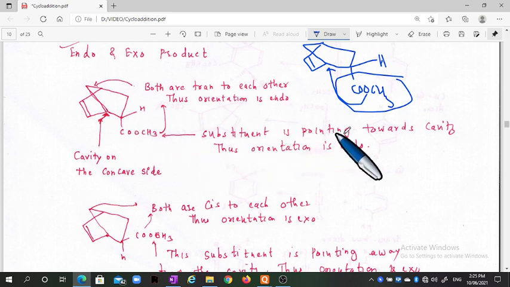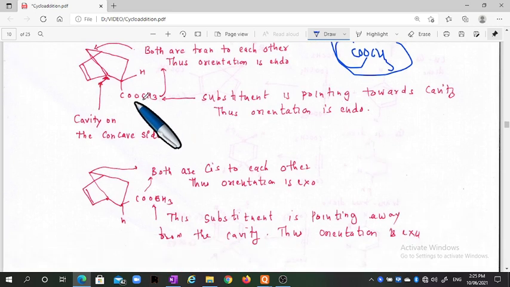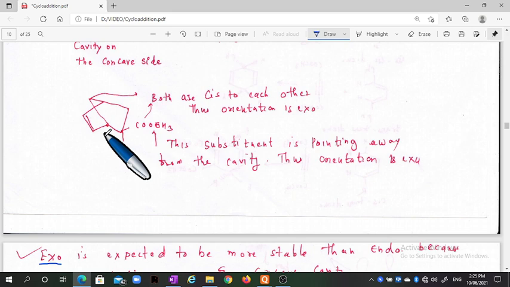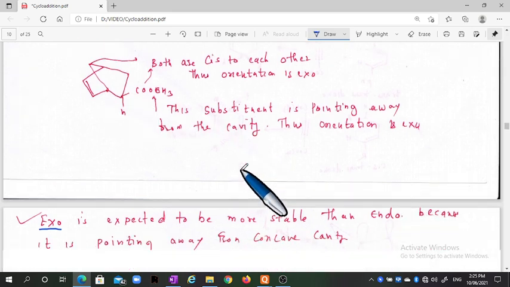The substituent is pointing towards the cavity. This is a cavity on the concave side. The substituent is pointing towards the cavity, thus orientation is endo. And if COCH3 and this carbon are cis to each other, thus orientation is exo. This substituent is pointing away from the cavity, thus orientation is exo. If COCH3 is pointing away from this cavity, that is the exo.